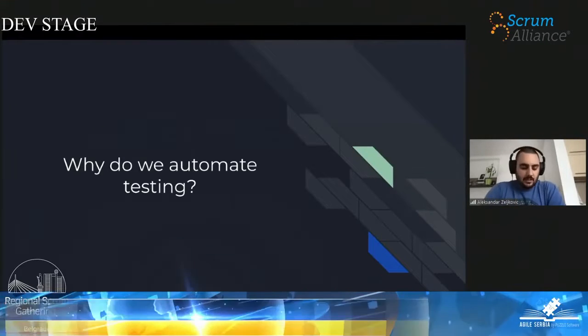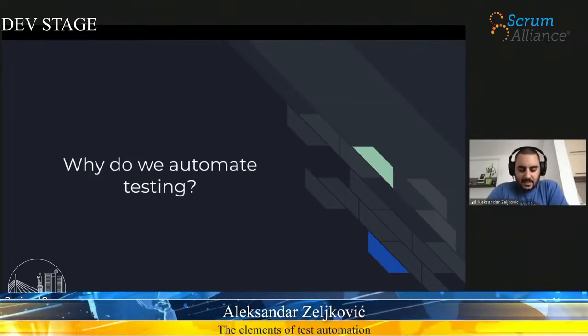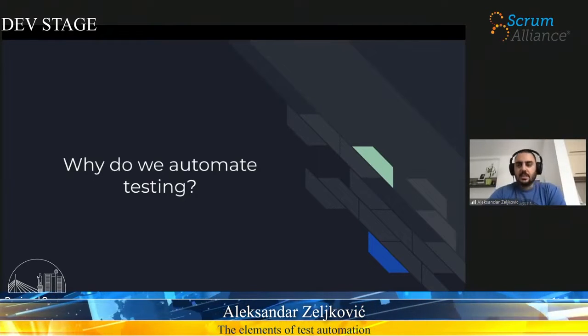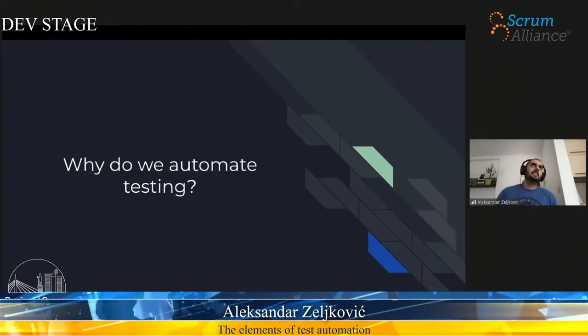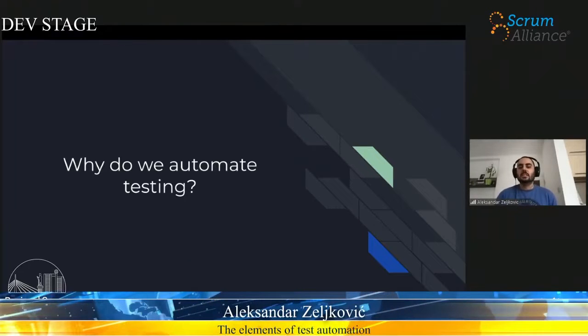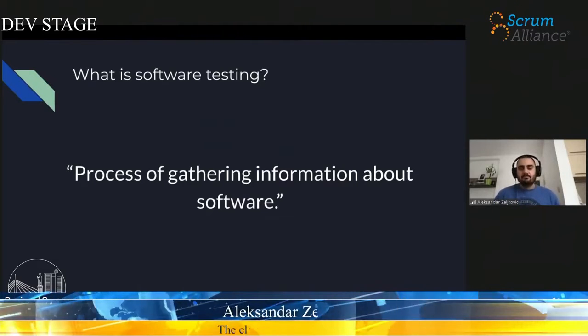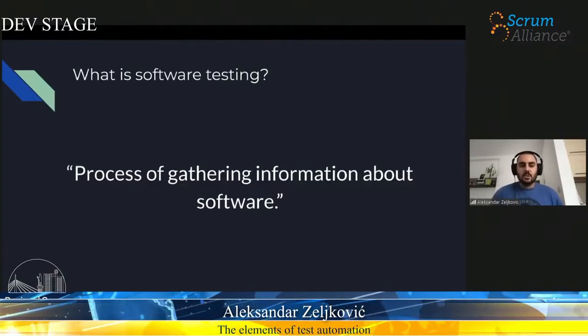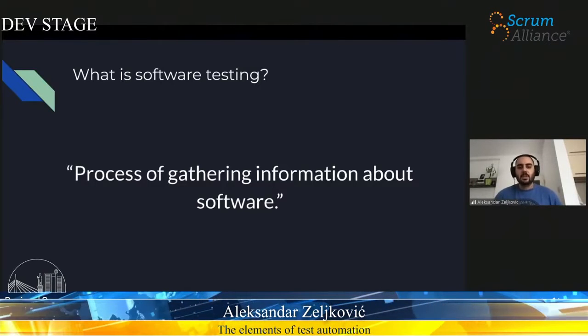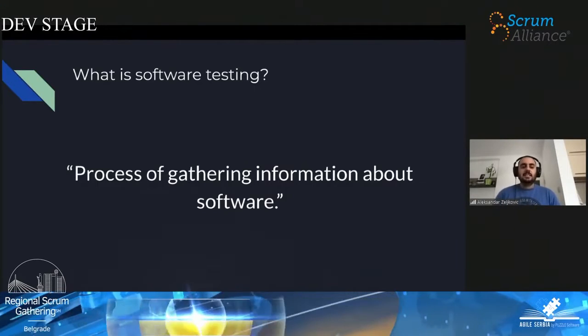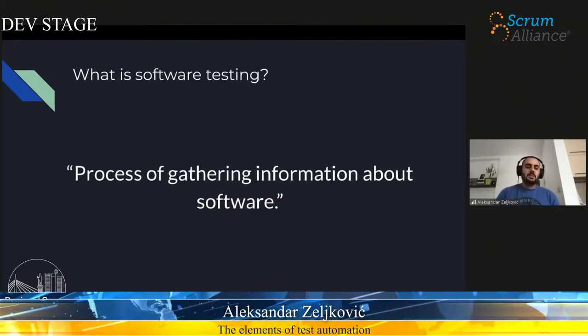So first, let's see why we automate testing. In order to answer this question, we will quickly define test automation, and we will do that by defining testing and automation separately. So let's see what software testing is. There are a million different definitions of software testing, and I love this one the most: software testing is the process of gathering information about software. In a nutshell, testing is providing information about the system under test.